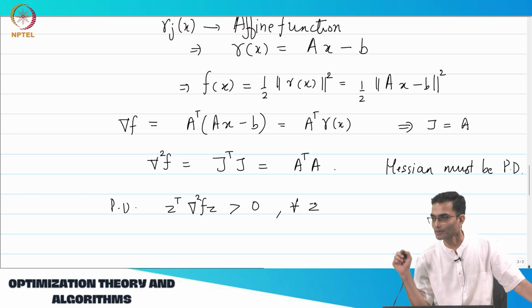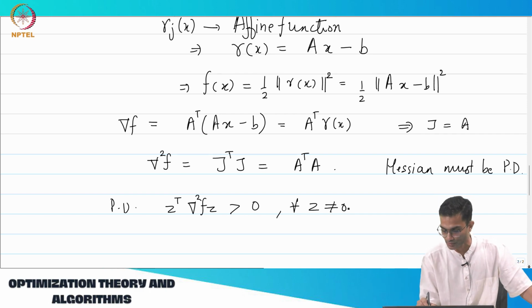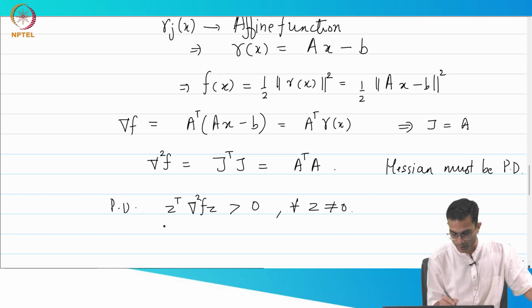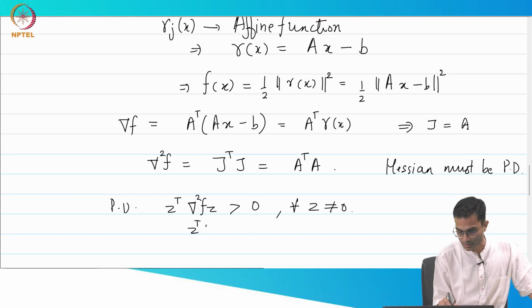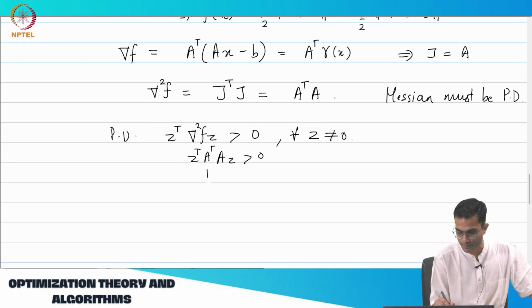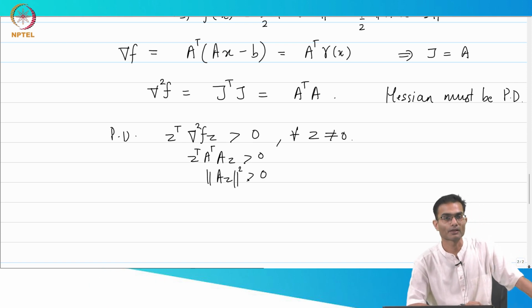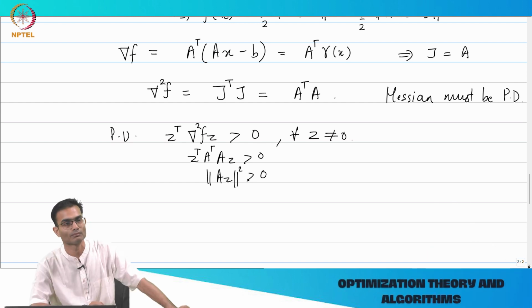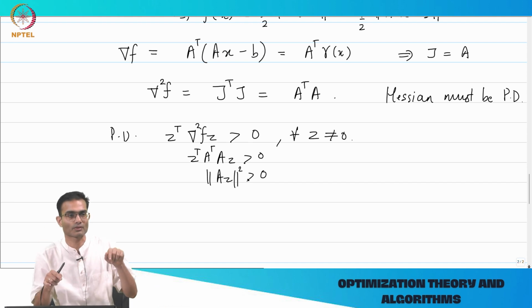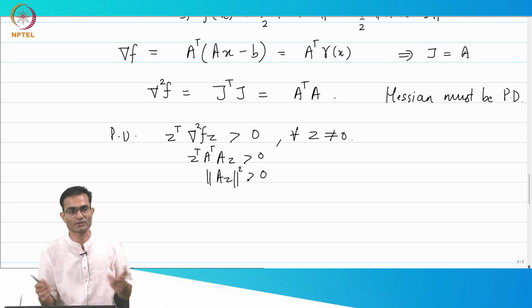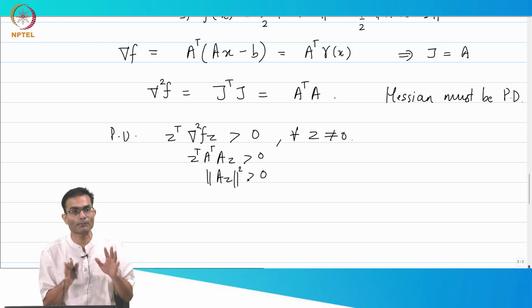Let's make it even more precise. There's one more thing: not equal to 0. This is the precise statement. Now this becomes Z transpose A transpose A Z should be greater than 0, and this becomes norm of AZ squared greater than 0. Now if, for example, the columns of A are linearly dependent, then there will exist a non-trivial Z for which A into Z is going to give me the 0 vector. So it will be positive semi-definite. So this expression is always positive semi-definite, it's not positive definite.